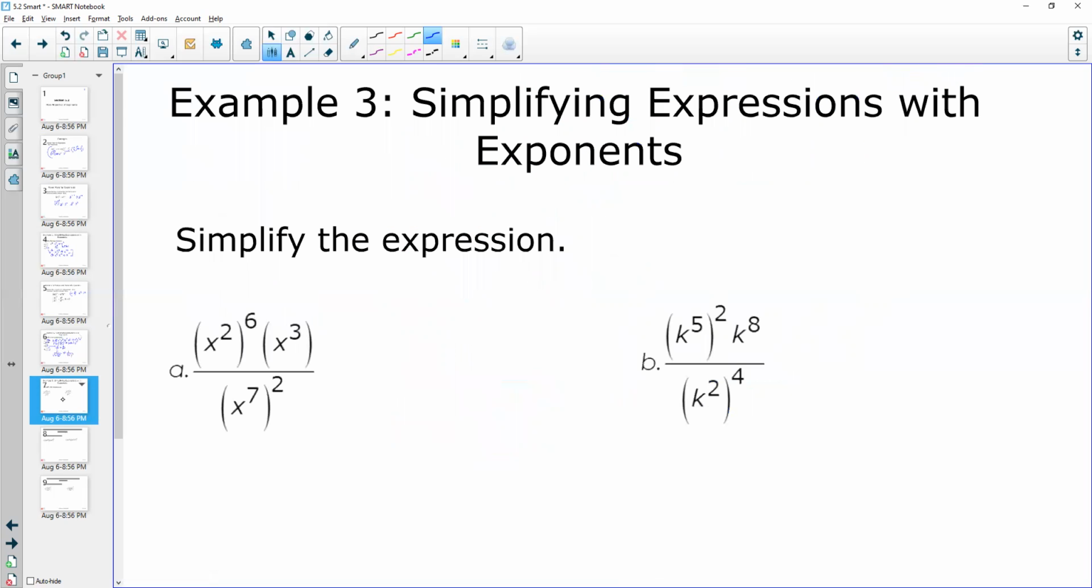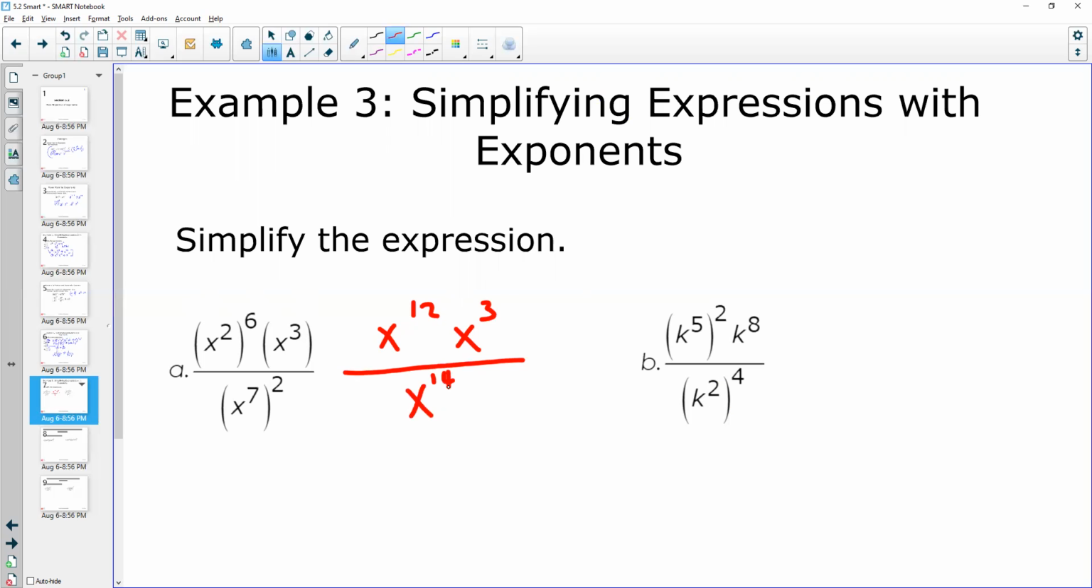These are a little more complex, but they work the same essential way, okay? I'm going to take them one step at a time. You should pause, though, and try them before I do this. So I have x to the second to the sixth makes x to the 12th. And then I have x to the third. And then I have x to the 14th on the bottom.